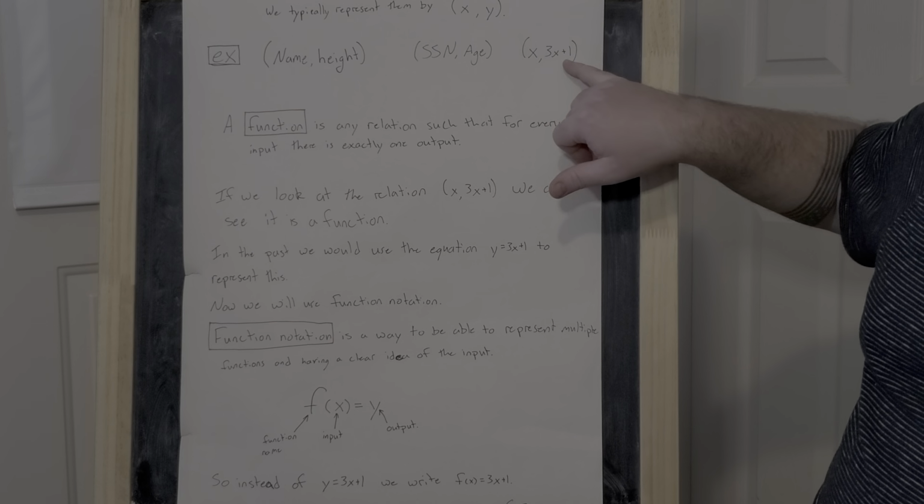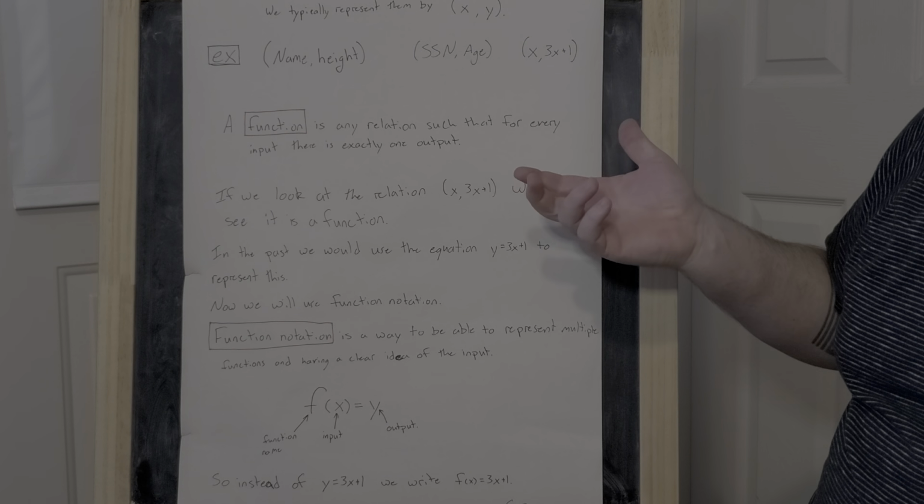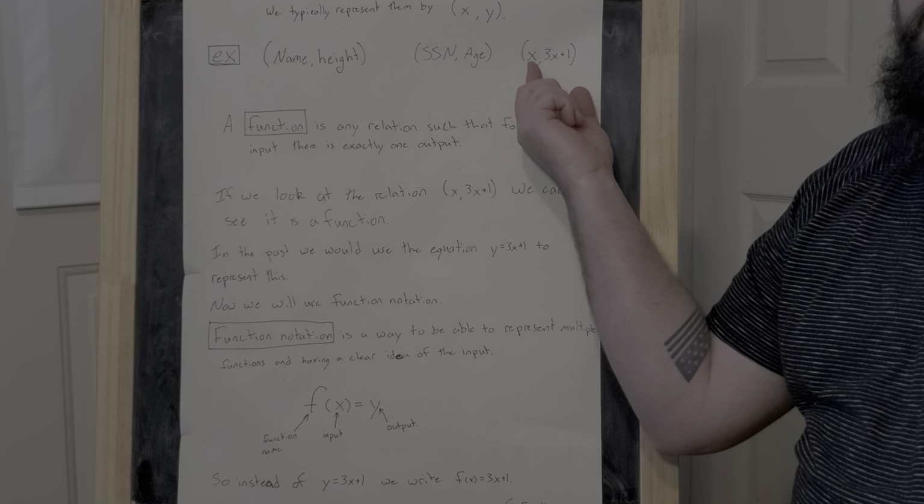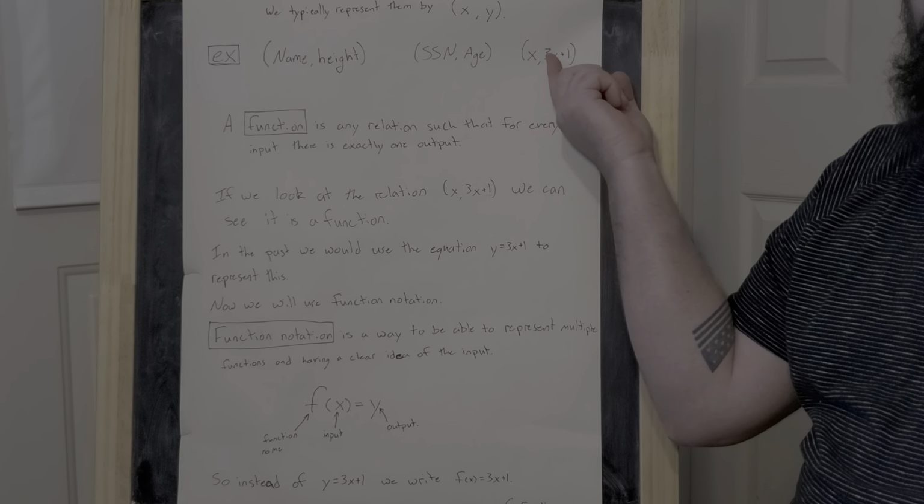And x, 3x plus 1. So this is something that we're going to deal with more in this class. It's something that we're probably a little more familiar with. For any number that you put in for x, you're going to take that number, multiply it by 3, and add 1.